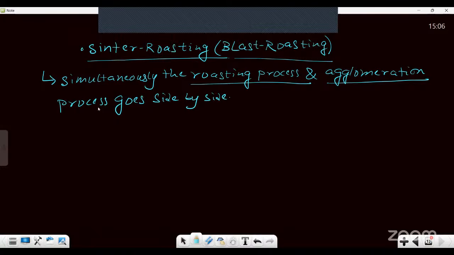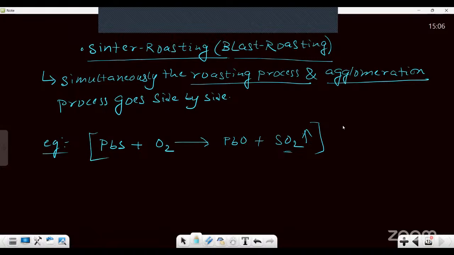So this is very important. Let us take an example, lead sulfide in presence of oxygen. This is a skeleton reaction only, I'm not balancing it. So it is becoming lead oxide plus sulfur dioxide. This entire process is basically exothermic. This is an exothermic reaction because this is the oxidation reaction.